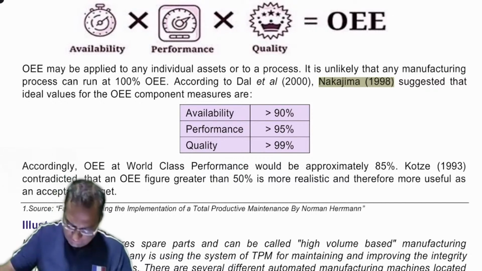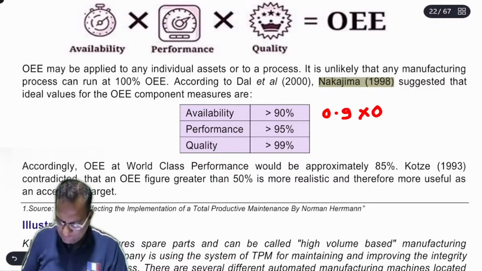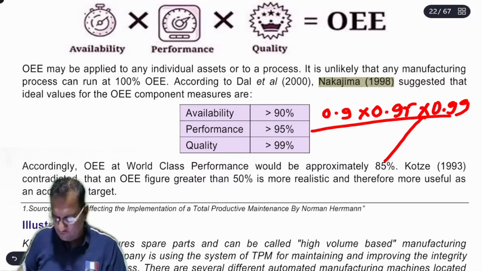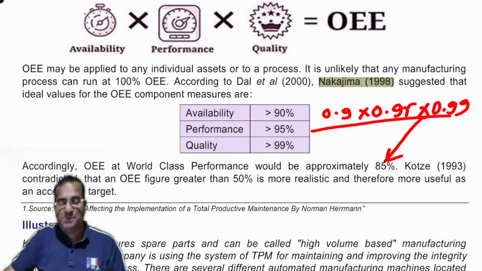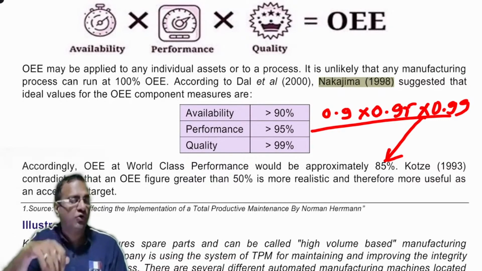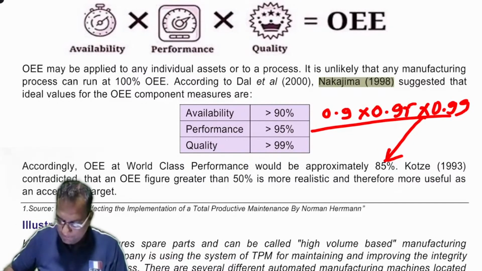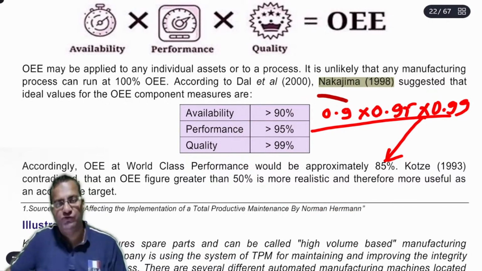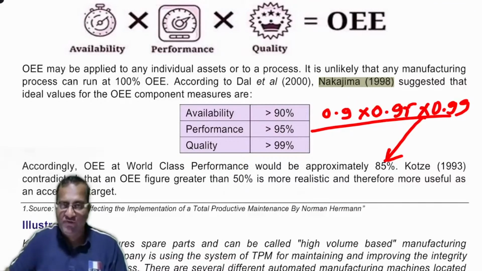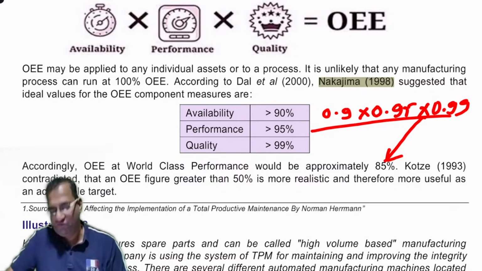Multiply these three, beta: 0.9 into 0.95 into 0.99. Approximately you will get the same answer of 85%. So these are the world-class performance benchmarks. Whenever a question says comment on OEE, suppose the organization's OEE is 78%, you have to compare that 78% with the world-class performance numbers given here, 90%, 95%, 99%, and the overall minimum should be 85%.